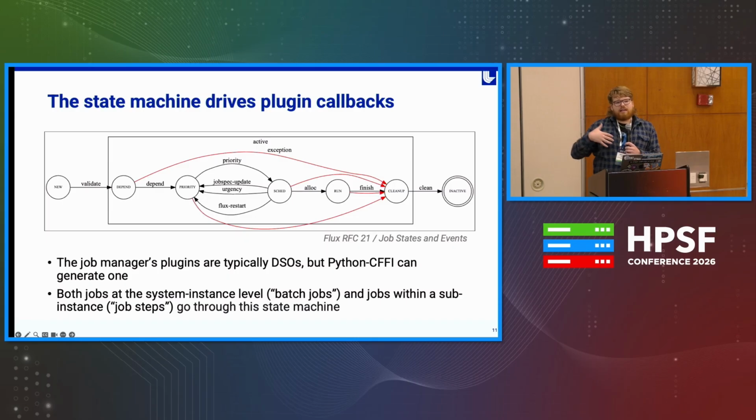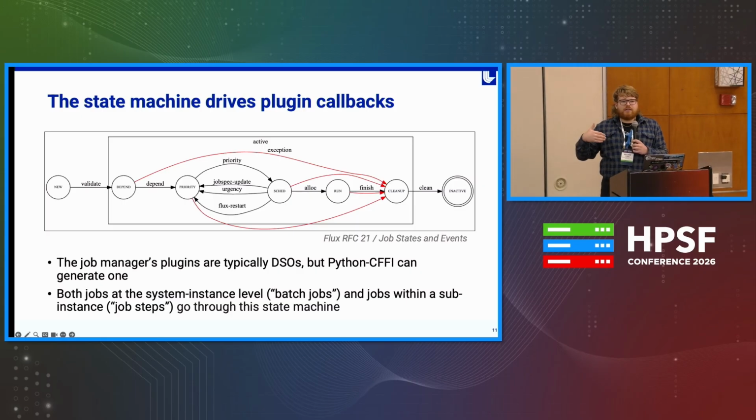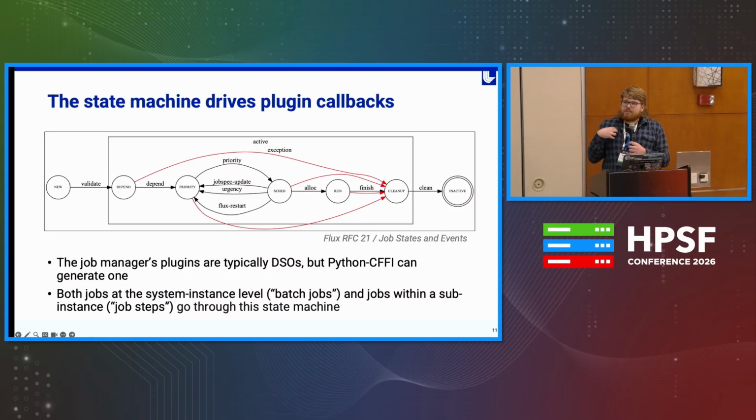So if I flux alloc and I get an instance and I now have my own job manager that I own and my own scheduler, all of my jobs are continuing to go through this state diagram. We don't have a concept of job steps, we just have jobs. And what that means is that if I have my allocation and my instance that I own, I can load my own Jobtap plugins, I can load my own broker modules, I can manage these plugins in whatever way I want to within my subinstance.